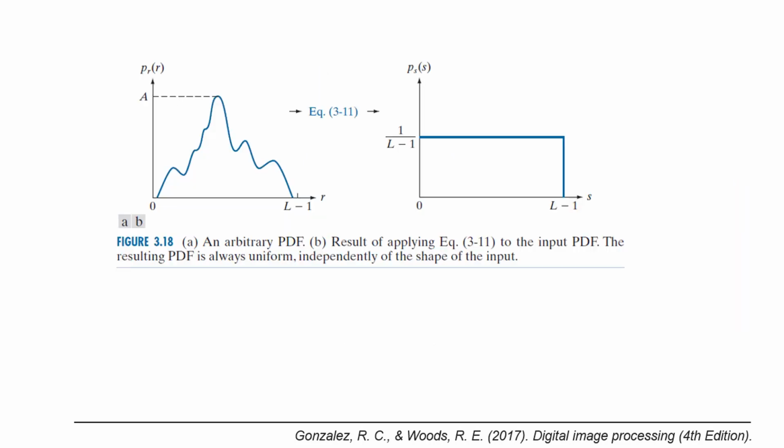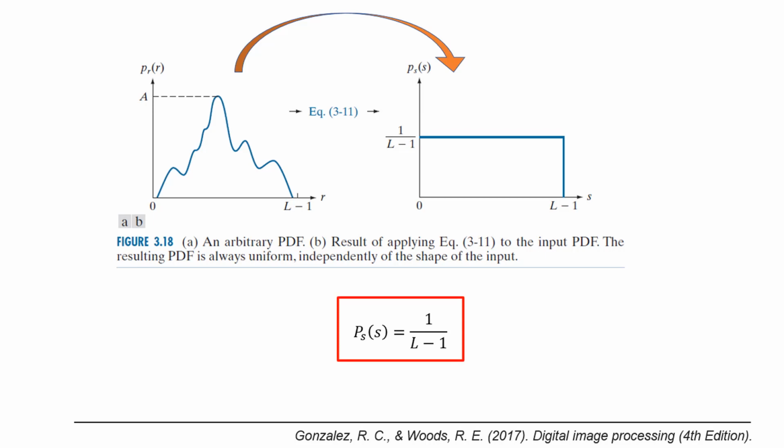So the main objective is to go from a given distribution to a uniform distribution. Here we deal with the normalized histogram, because the histogram is a probability density function of the random variable, which is the intensity of pixels. So the probability is from 0 to 1. So we want P of S equals 1 over L minus 1.